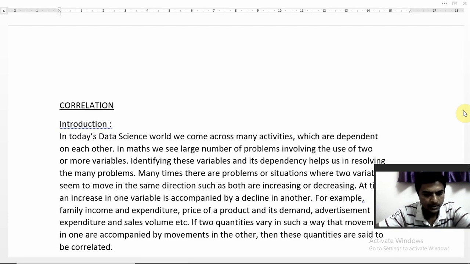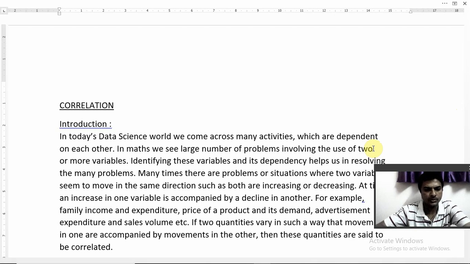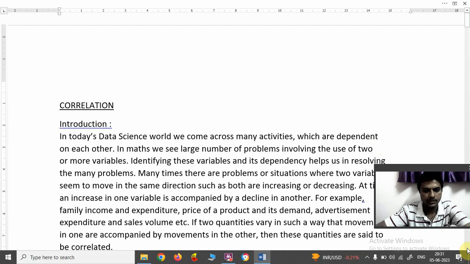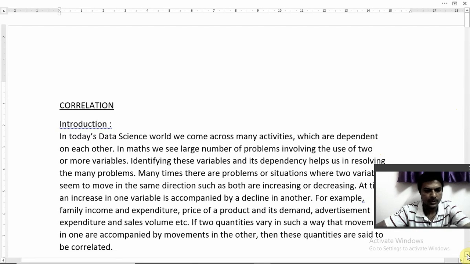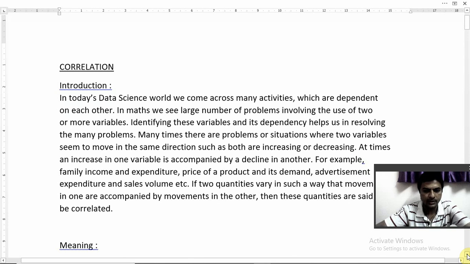In maths we see a large number of problems involving the use of two or more variables. Identifying these variables and their dependency helps us in resolving many problems. You can see many times there are situations where two variables seem to move in the same direction, such as both increasing or decreasing. Depending on this, we choose the variable.